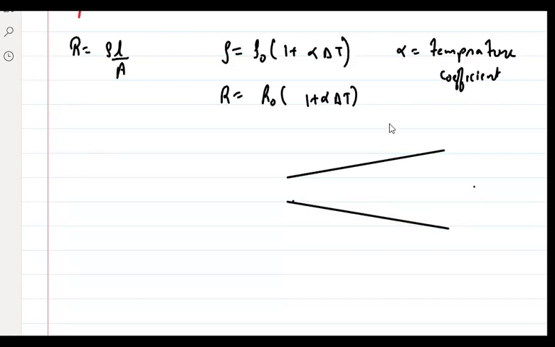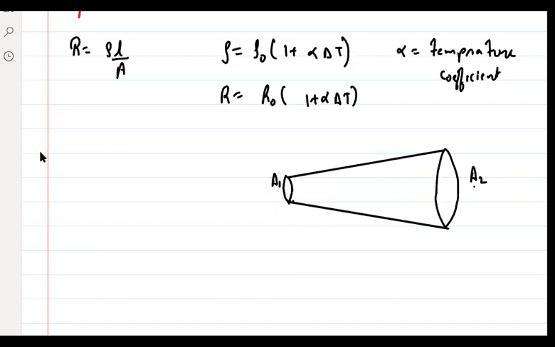Okay, this is a problem. So this is a conductor, right? This is a conductor in the shape of a frustum, right? Okay, everyone think about it. So this is area A1 and this is area A2. Area A1 and A2, right?